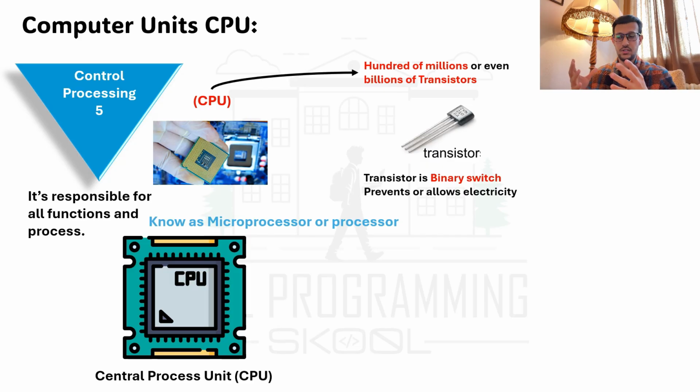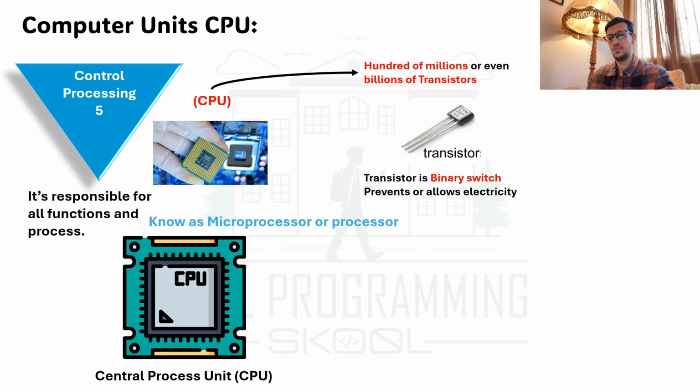What is a transistor? A transistor is a binary switch. We will take the binary system in the next lesson, after this lesson, and understand it totally, so don't worry about it. So a transistor is a binary switch that prevents or allows electricity, and we said the computer is an electric device. The CPU contains transistors, and transistors prevent or allow electricity, like this: 0 or 1, off or on. Off does not allow electricity. On allows electricity.